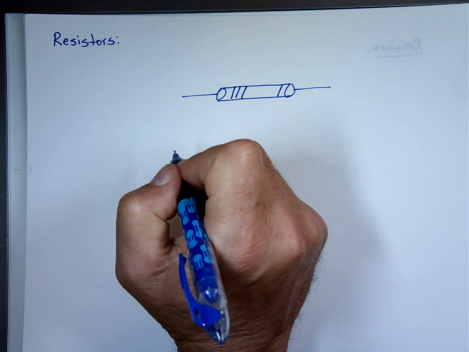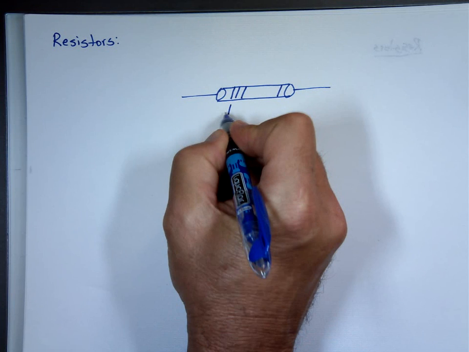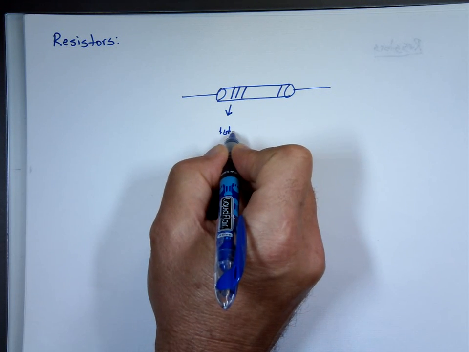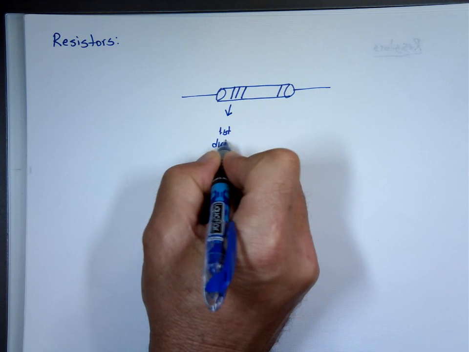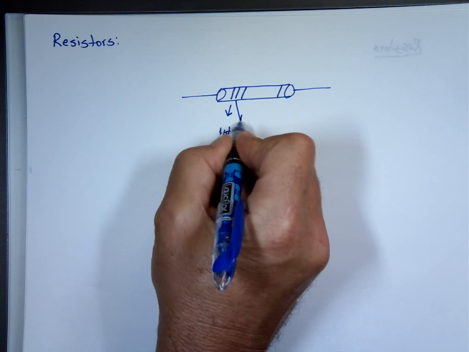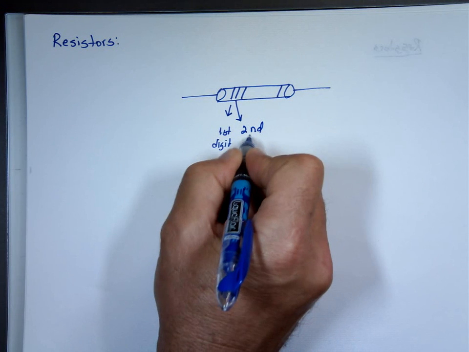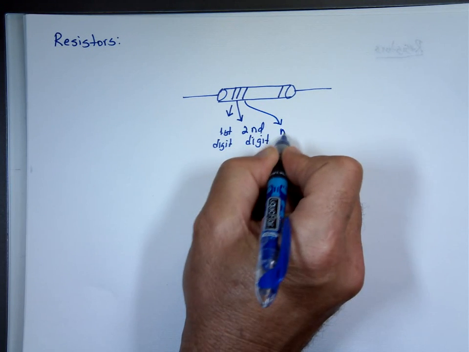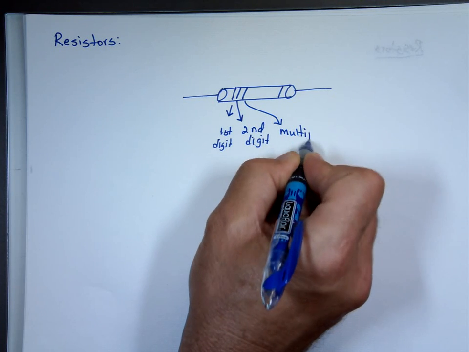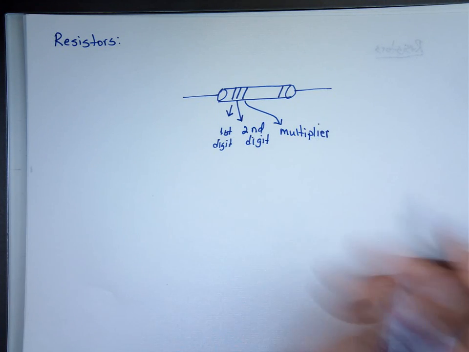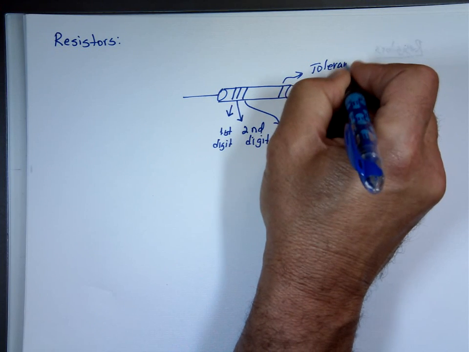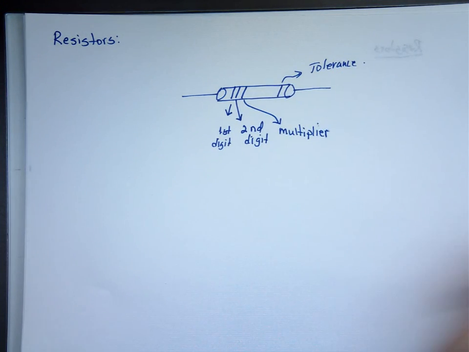And you probably learned in the lab when you were looking at the code, you look at each one, that gives you the first digit. The second one gives you what? The second digit. And the third one gives you what? Multiplier. And this one is what? Tolerance. So it's based on the color there, the code of it.